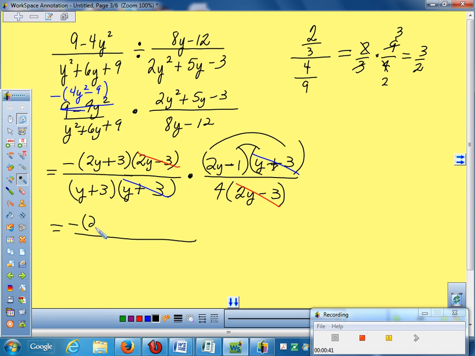Now, the good news is you do not have to FOIL this back together. You just leave your answer in factors. So just write down every factor you've got left. I'm going to put that 4 up front and then take it times the y plus 3 that's left.